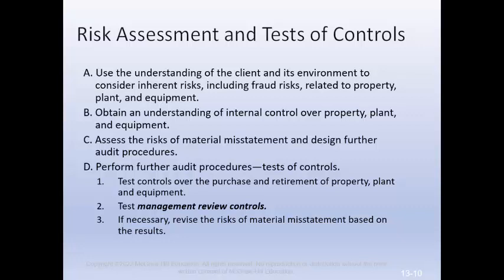After obtaining an understanding of internal control over property, plant, and equipment, the auditor will assess the risk of material misstatement and design further audit procedures. The auditor will determine the most appropriate procedure for the test of internal controls based on the nature of the controls that have been implemented. After testing of controls, the auditor will revise the risk of material misstatement based on the results.